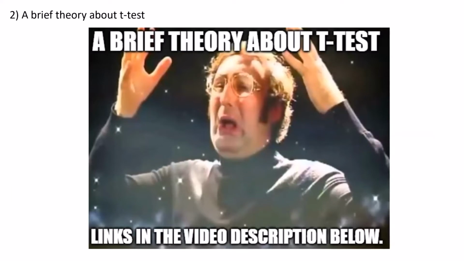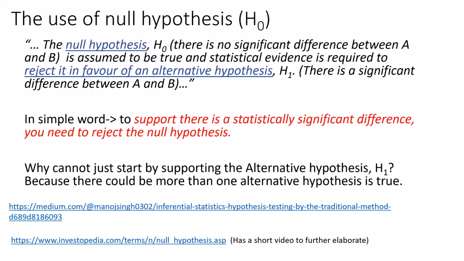So the second part is a brief theory about the t-test. First of all, like all statistic tests, we will set up a null hypothesis, sometimes with the notation H0. A null hypothesis means that there's no significant difference between A and B. It's assumed to be true, and statistical evidence is required to reject it in favor of an alternative hypothesis, H1. The alternative hypothesis usually relates to your research question, and in order to support it, you need to reject the null hypothesis.